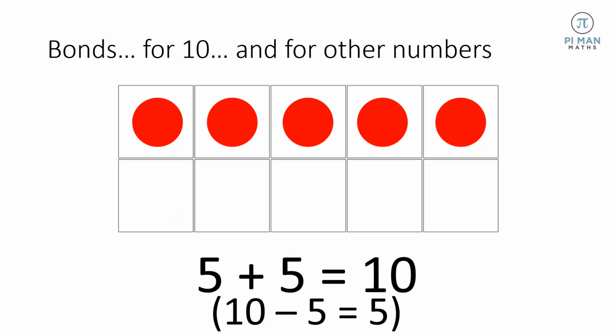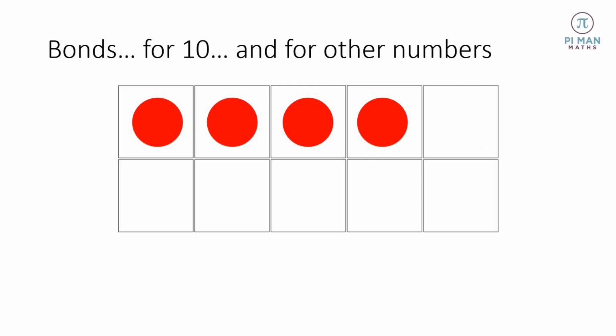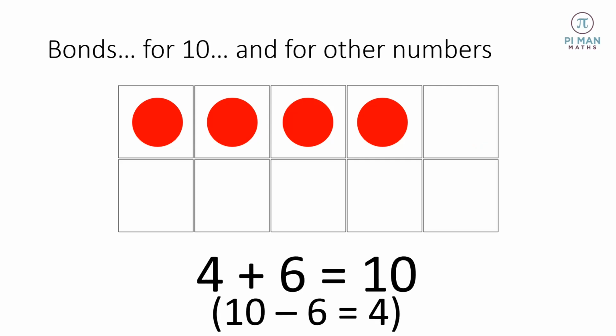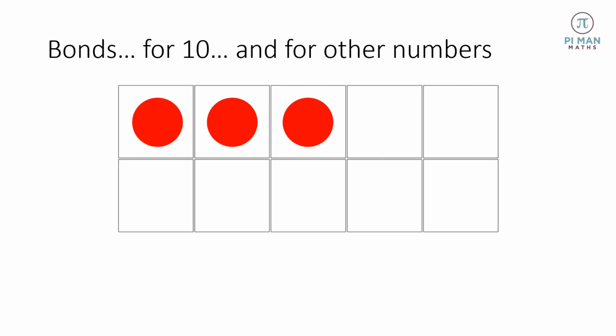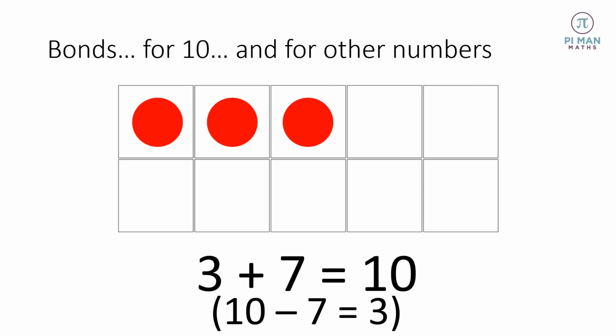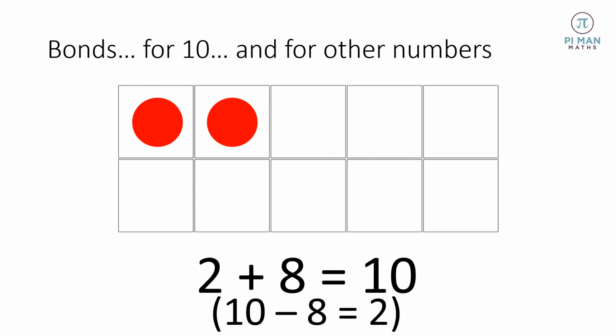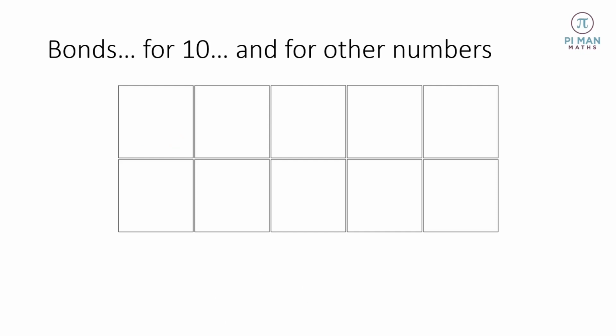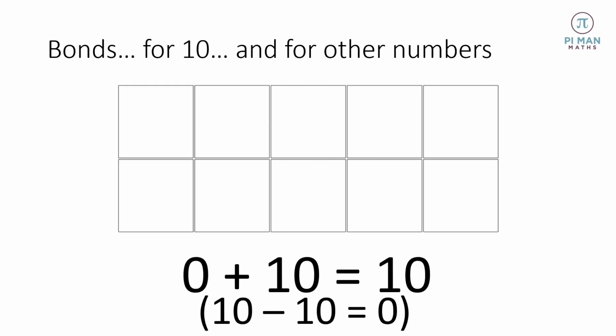And here we are at the halfway point. 5 plus 5 equals 10. Double 5 equals 10. Or 10 minus 5 equals 5. 10 subtract 5 equals 5. 10, if you insist, take away 5 equals 5. 4 plus 6 equals 10. 3 plus 7 equals 10. 2 plus 8 equals 10. 1 plus 9 equals 10. And here we go. 0 with 10 added gives you 10.